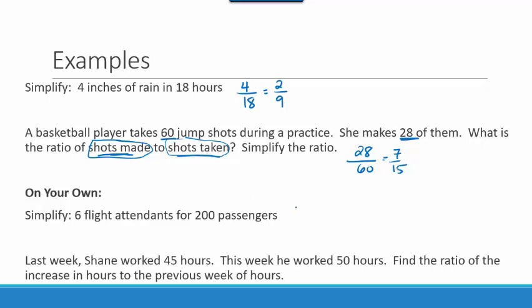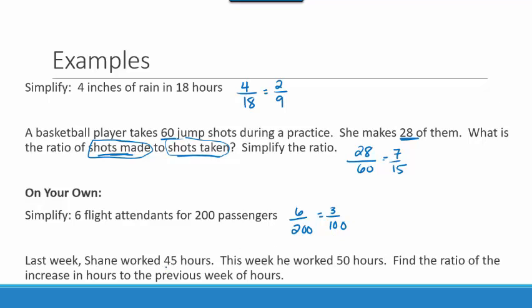I want you to pause the video for a minute and I want you to try these two on your own. When you're ready, hit play to check your answer. So this one says you've got 6 flight attendants for 200 passengers. So 6 over 200 simplifies to 3 over 100.